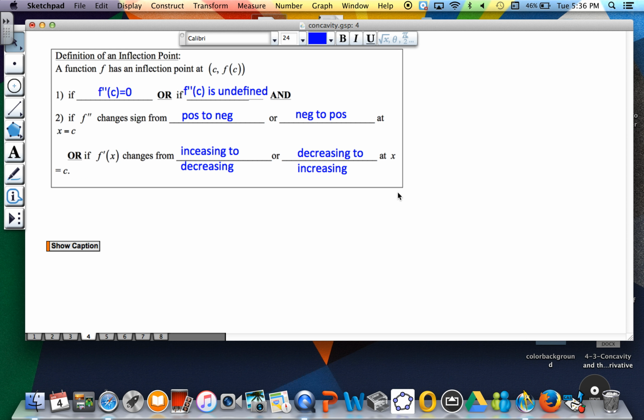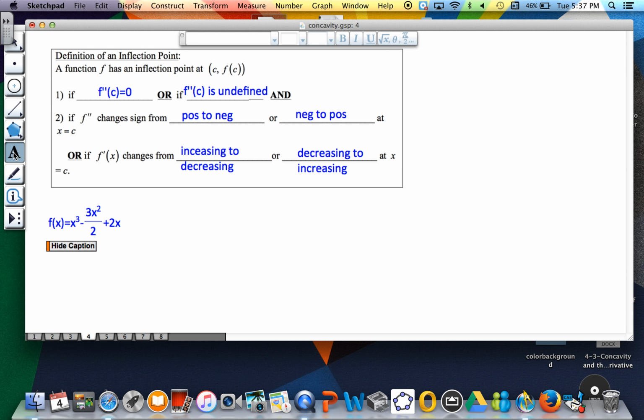So essentially, you want to take a look at the second derivative, set that second derivative equal to 0, and see when the second derivative is undefined. Identify those values, and then check to see if you have a change in sign of that second derivative.